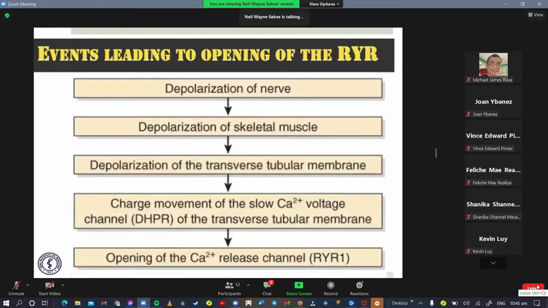So there are events that lead to the opening of your RYR receptor, and this is the possible chain of events that leads to the opening of your calcium release channel. After the depolarization of the nerve, there will be depolarization of the skeletal muscle, and then depolarization of your transverse tubular membrane or your T-tubule. After that, there will be a charge movement of the slow calcium voltage channel of the transverse tubular membrane. And this is what is thought to be responsible for the opening of your calcium release channel or your RYR1 receptor.